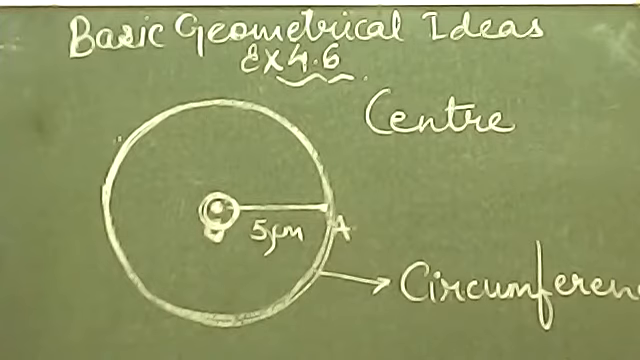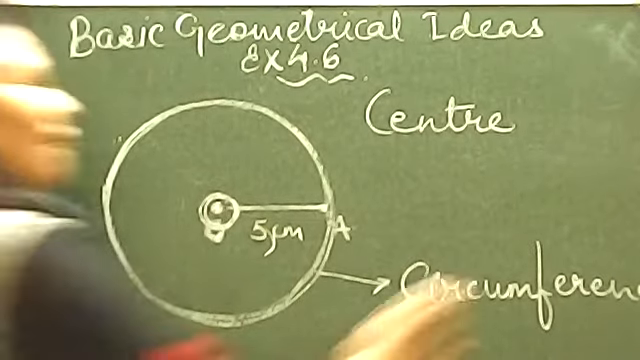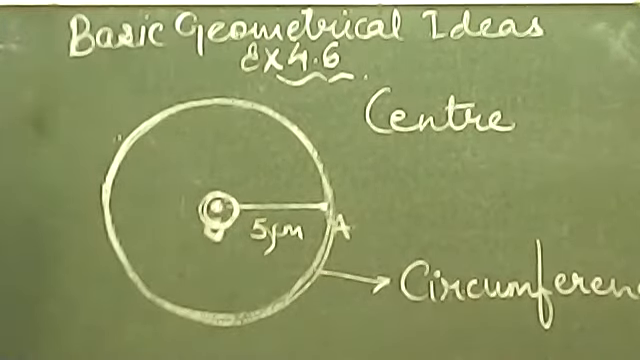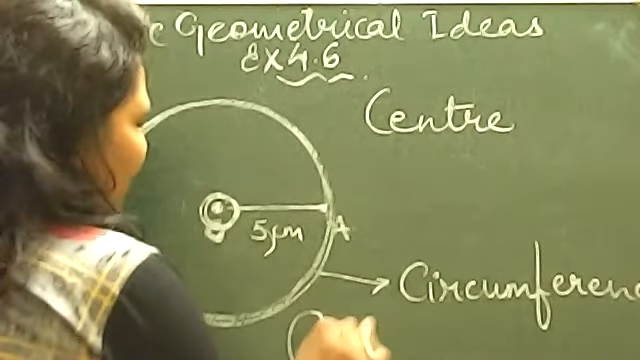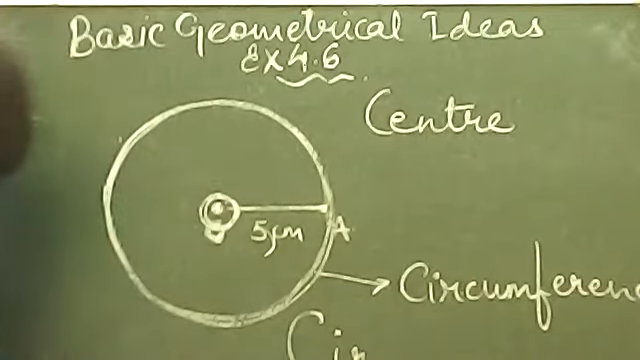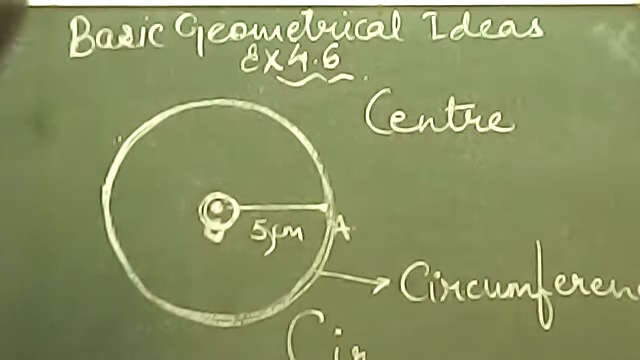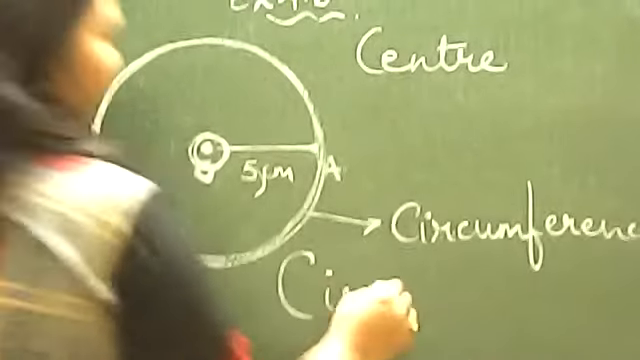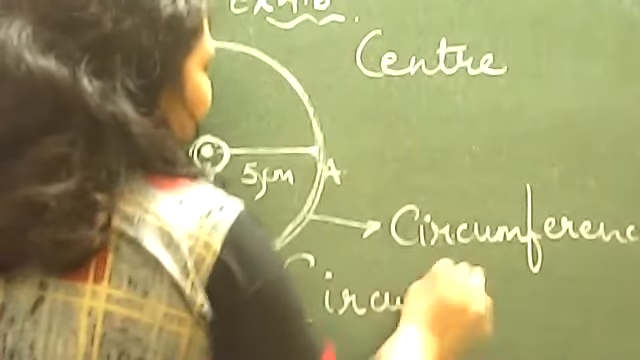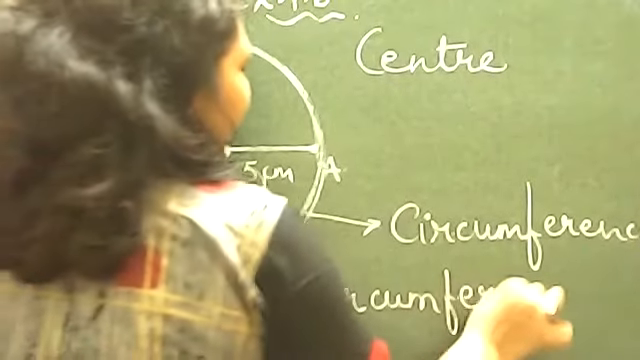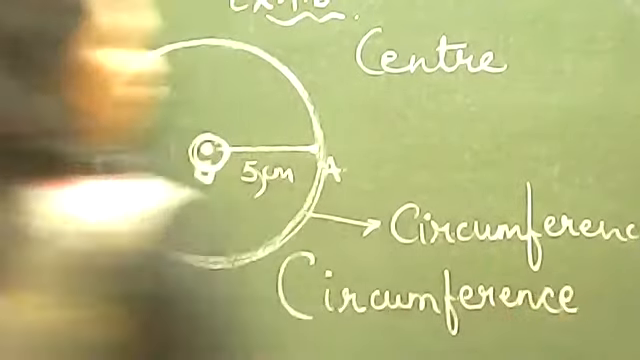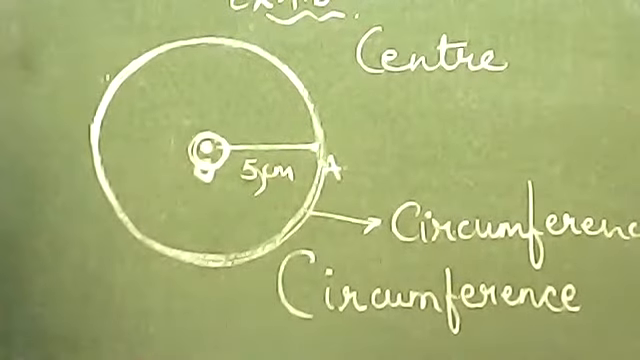Write down the correct spelling. This is called circumference. I am telling you again how to form the spelling. Because circle से CIR आया, CIR, then CUM, circum, FERENCE, RENCE. This is called circumference.